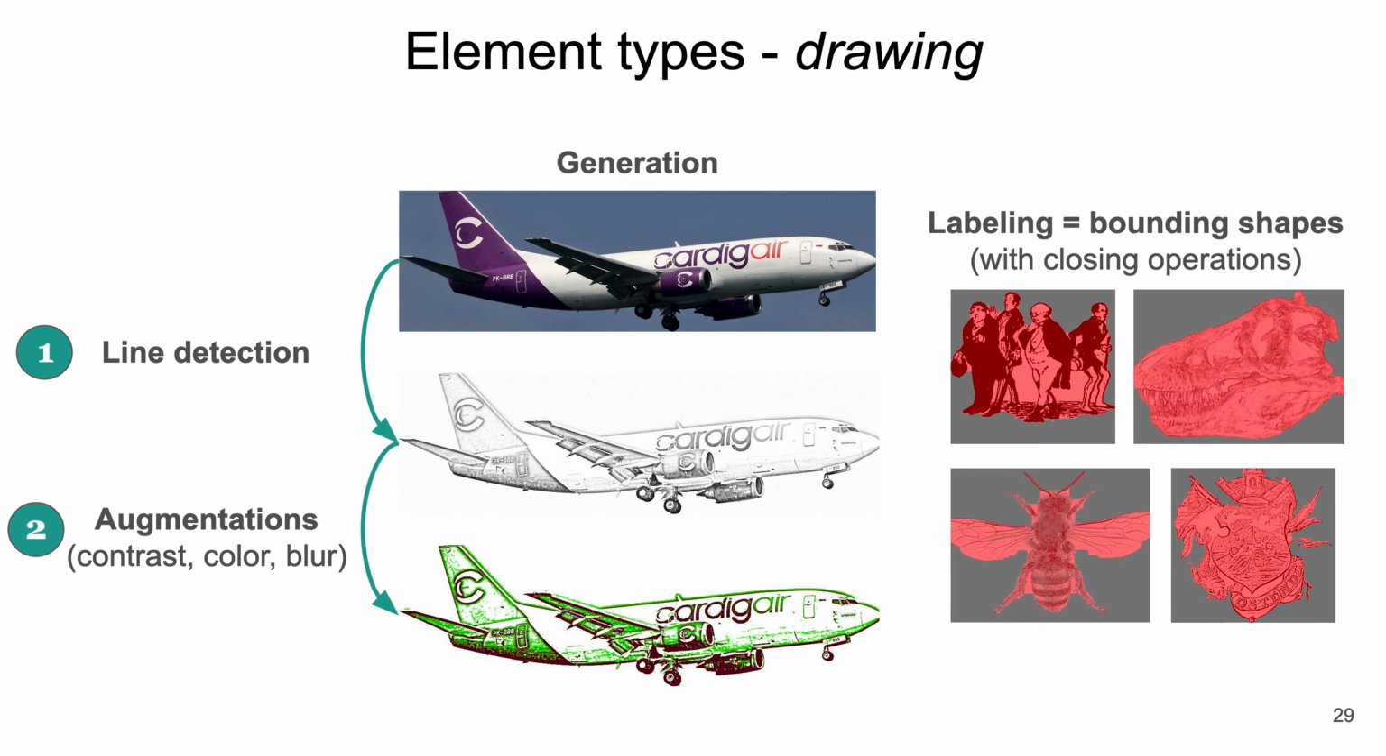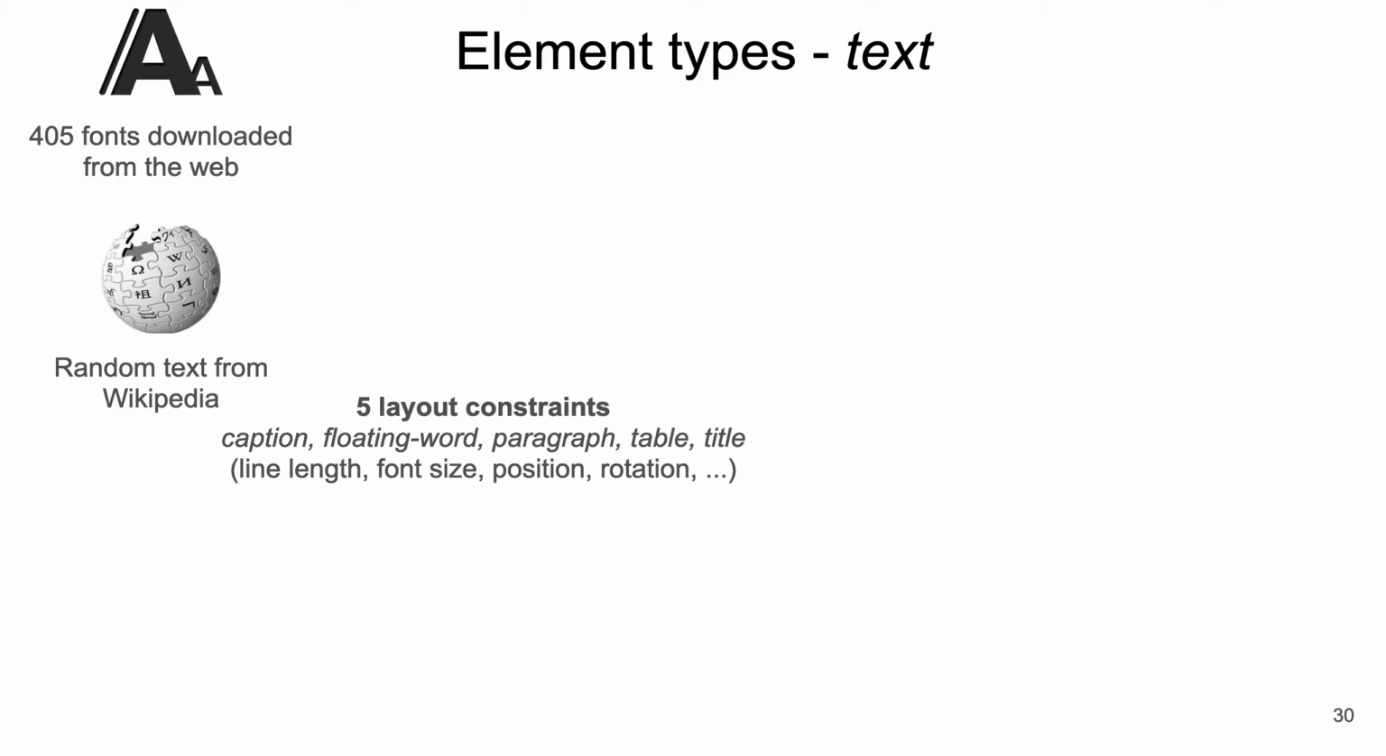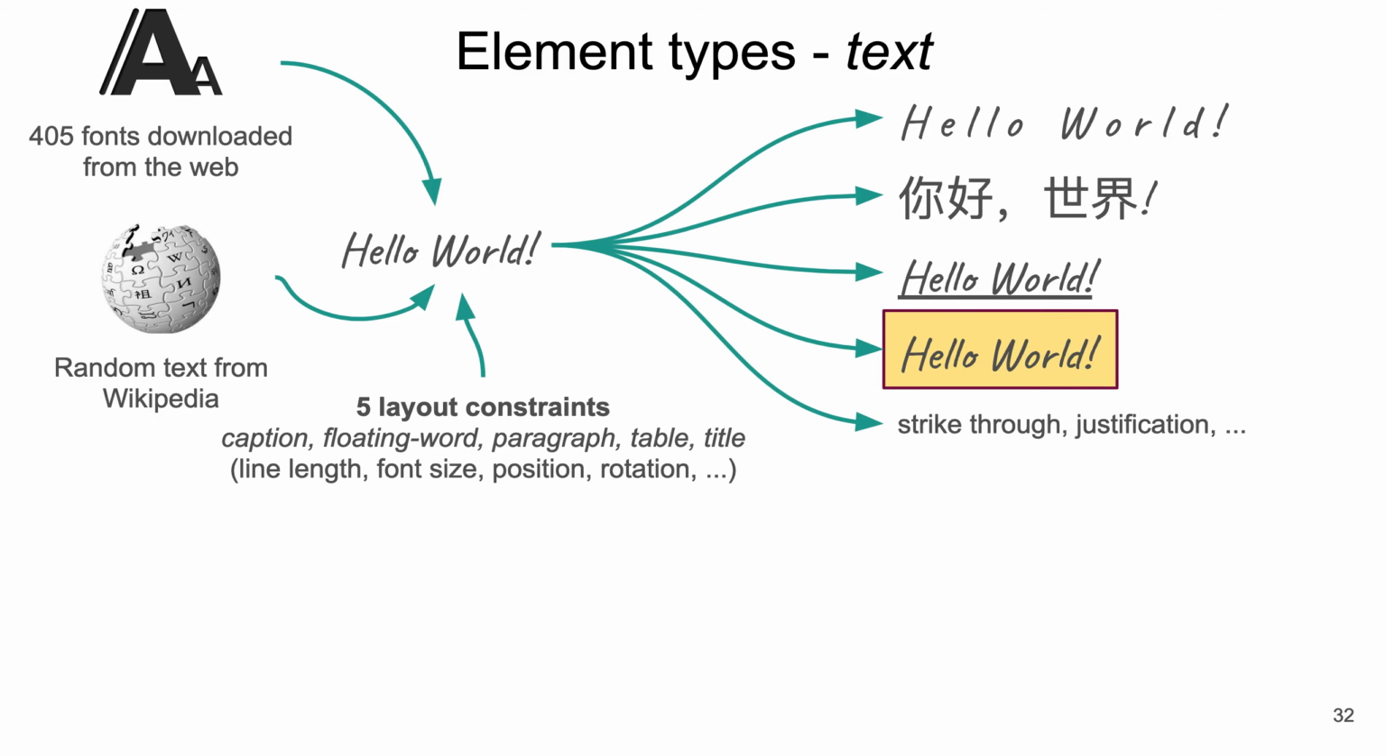To generate text, we collected more than 400 fonts, including handwritten ones, and scraped text from Wikipedia pages. We defined 5 layout constraints corresponding to different elements, which include parameters such as line length, font size, and relative position. By combining these 3 aspects, we can render varied text contents. To increase the diversity, we apply text augmentations including formatting, text translation, underlying, or bounding box addition.